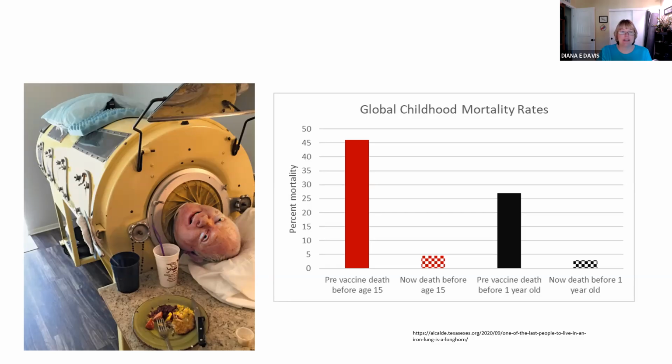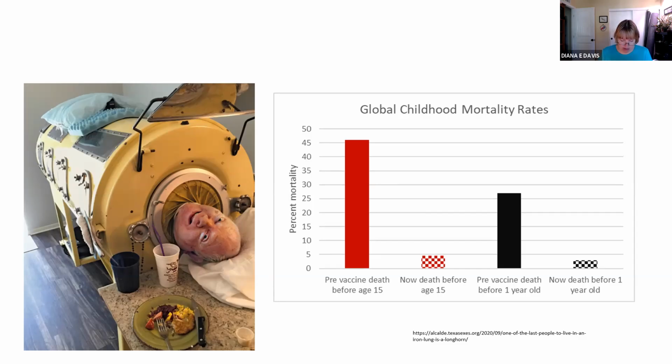This machine changes the pressure inside the chamber. Reducing the pressure inside the chamber causes his lungs to expand, and he inhales, and then it increases pressure, which pushes his lungs in so that he exhales. This is the only way he can breathe. We have other techniques to treat people with polio nowadays, but for whatever reason, there are two people who've decided to stick with this old technology.